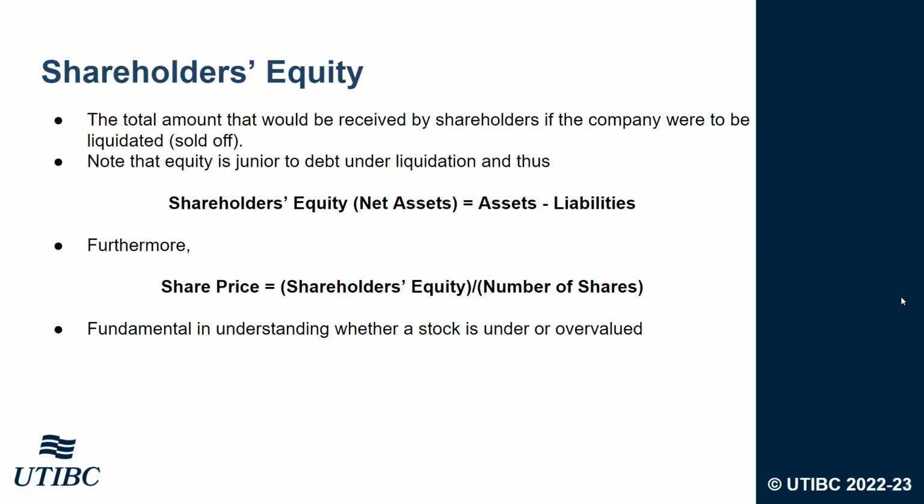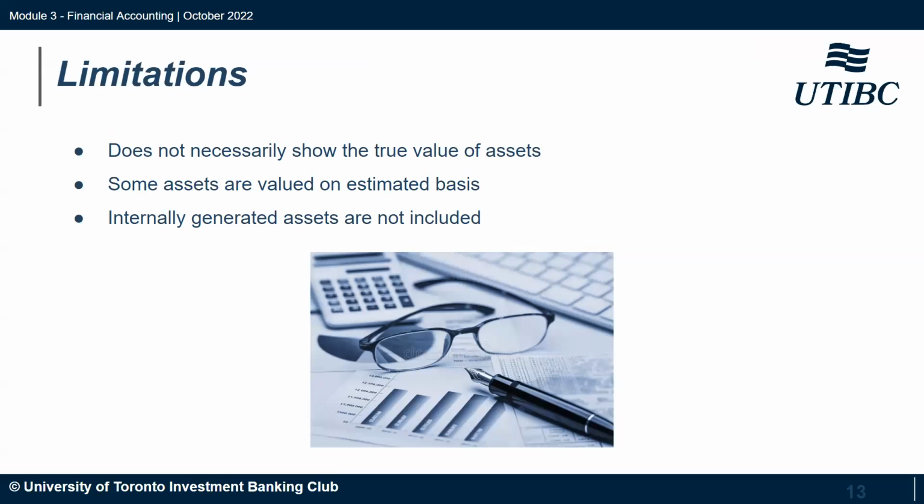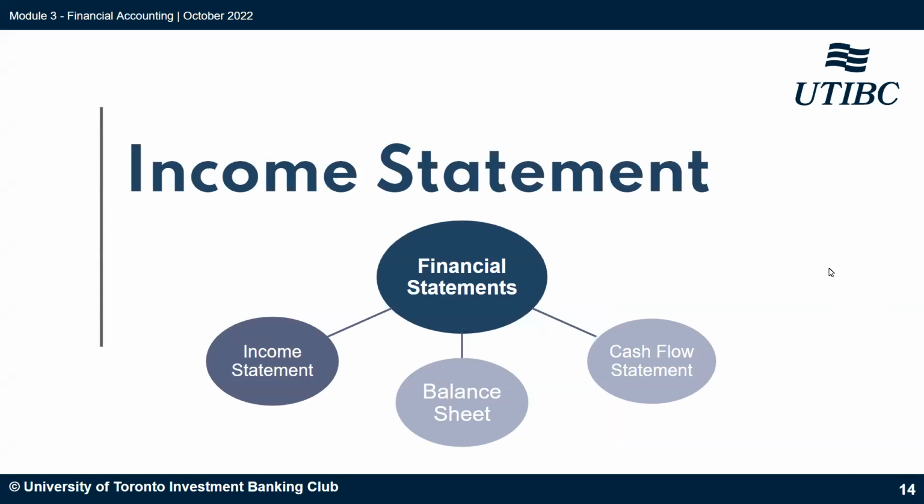And so some of the limitations of a balance sheet, or what it cannot show, is that although a balance sheet does give a good overview of a firm, it doesn't necessarily show the true value of these assets. That is, some assets are valued on an estimated basis, and debt is often valued at its book value rather than its market value. And furthermore, how can you value an intangible asset like brand name or intellectual property? And internally generated assets are also not included in the balance sheet. And so because of its limitations, that's why we have three more, and we move on to the income statement.